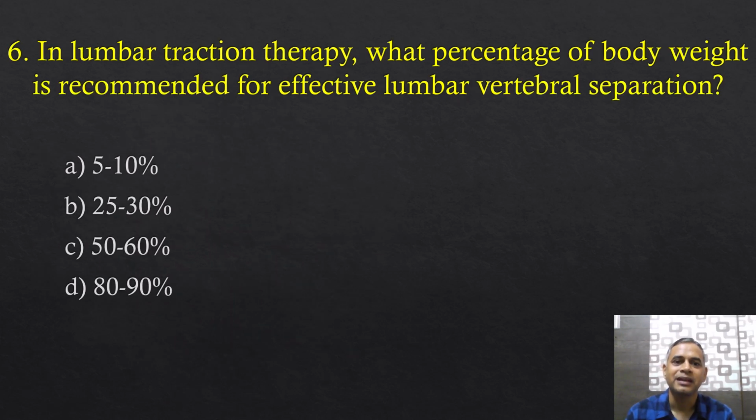Number 6. In the lumbar traction therapy, what percentage of body weight is recommended for effective lumbar vertebral separation? A. 5 to 10%, B. 25 to 30%, C. 50 to 60%, D. 80 to 90%. So the answer is 25 to 30%.